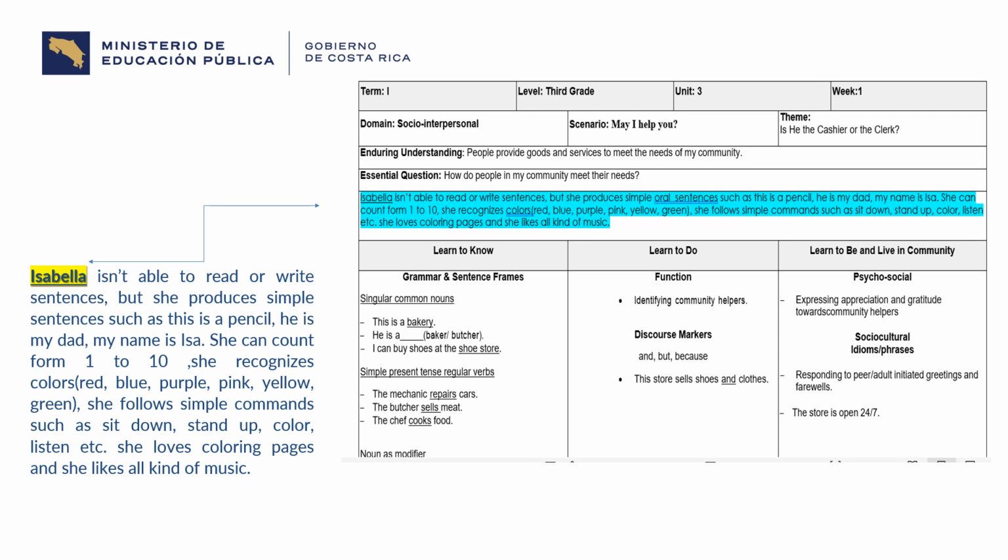Well, Isabella isn't able to read. Remember that this is a third grade planning. Isabella isn't able to read or write sentences, but she produces simple sentences such as, this is a pencil, he's my dad, my name is Isa. She can count from 1 to 10. She recognizes colors, red, blue, purple, pink, yellow, green, and she follows simple commands such as sit down, stand up, color, listen. She loves coloring pages, and she likes all kinds of music. It's important to include also the interests of the student in this part of the planning.